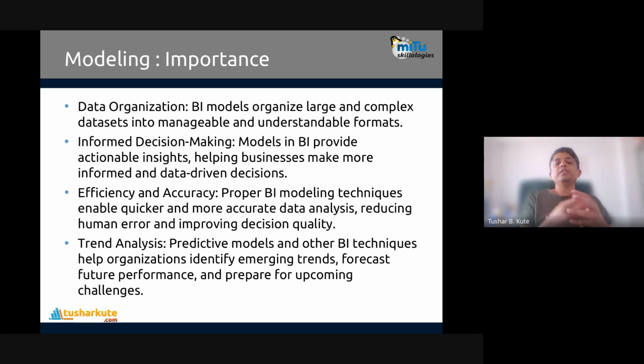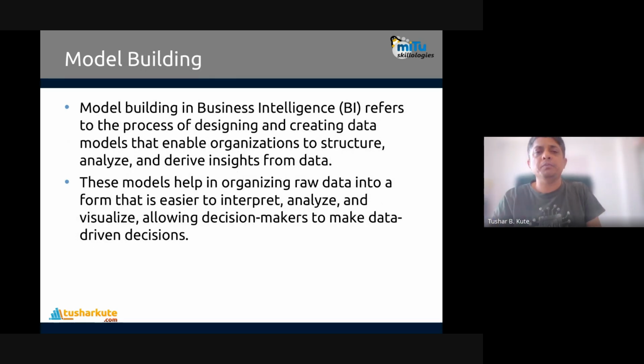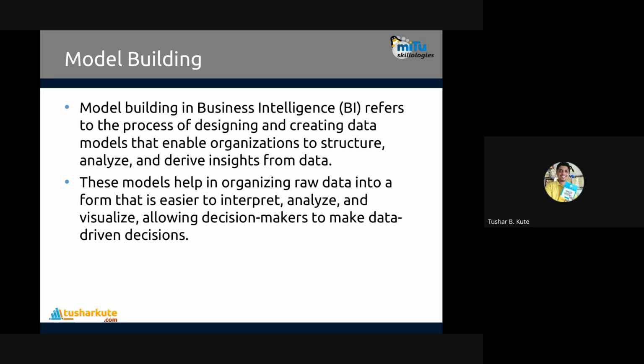Predictive models are built, and other BI techniques are also available, that help to identify emerging trends, forecast future performance and prepare for upcoming challenges. That is trend analysis. Now, how can I build the model? Model building is a systematic and well organized process followed in business intelligence. There are some very common steps that we have to follow under building the models.